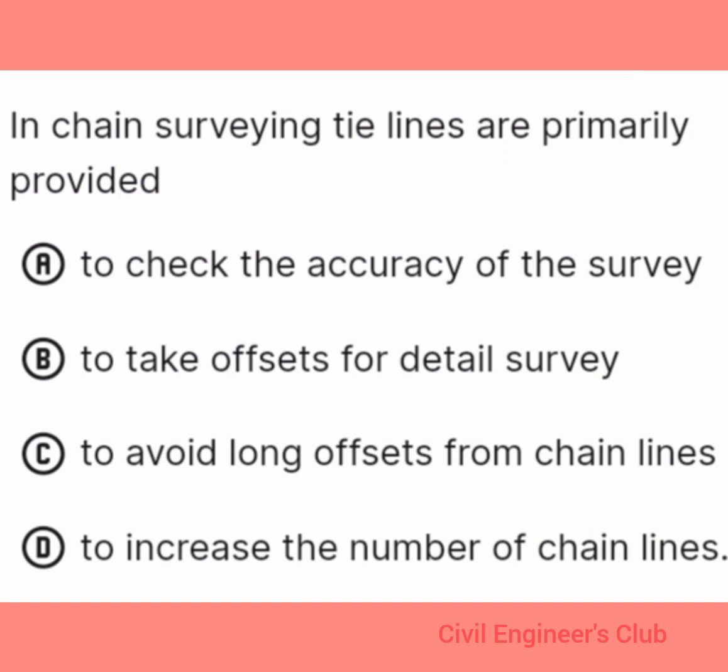Next question, in chain surveying tie lines are primarily provided option A to check the accuracy of the survey, option B to take offsets for detailed survey, option C to avoid long offsets from chain lines, and option D to decrease the number of chain lines. Here the correct answer is option C to avoid long offsets from chain lines. In chain surveying, tie lines are primarily provided to avoid long offsets from chain lines. So option C is the correct answer for this question.